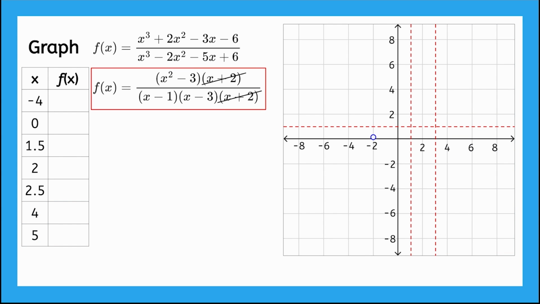Evaluate the factored form of this function, ignoring the 2 factors that canceled out, at the x values shown in the table, and plot the resulting points on the coordinate plane in your lesson notes. Feel free to use a calculator and round decimals to the nearest tenth if necessary. How did you do?